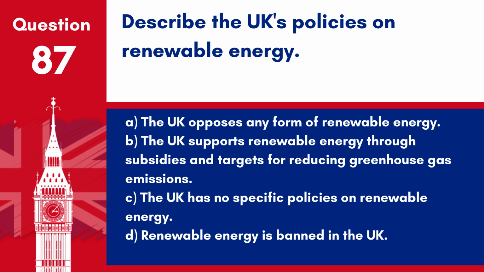Question 87. Describe the UK's policies on renewable energy. A. The UK opposes any form of renewable energy. B. The UK supports renewable energy through subsidies and targets for reducing greenhouse gas emissions. C. The UK has no specific policies on renewable energy. D. Renewable energy is banned in the UK.